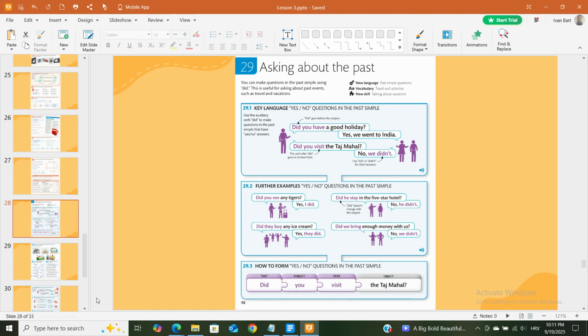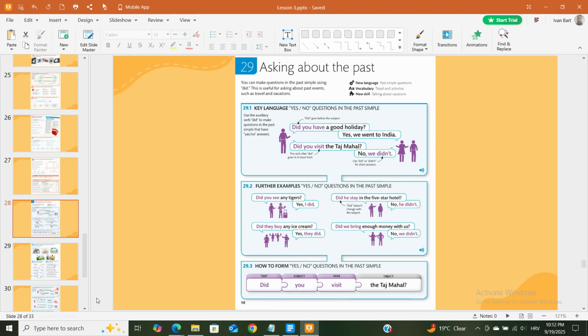Did you have a good holiday? Yes, we went to India. Did you visit the Taj Mahal? The verb after did goes in its base form. No, we didn't. Use did or didn't for short answers.